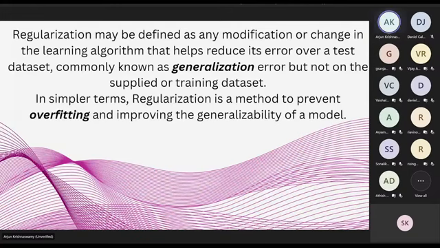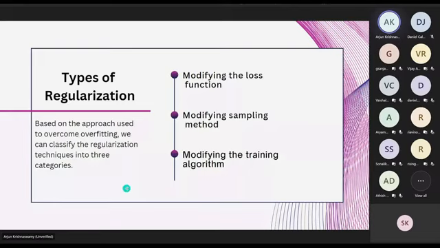Now we come to the types of regularization. These are not exactly the types of regularization. These are the ways in which regularization can be done. The first way is by modifying the loss function. You have the usual loss function. It can be mean square error, it can be entropy, or it can be any other type. So that is the usual loss function. So what they do here is they add some extra constraint to that loss function to get a modified loss function, and we try to minimize that modified loss function, and that also prevents overfitting.